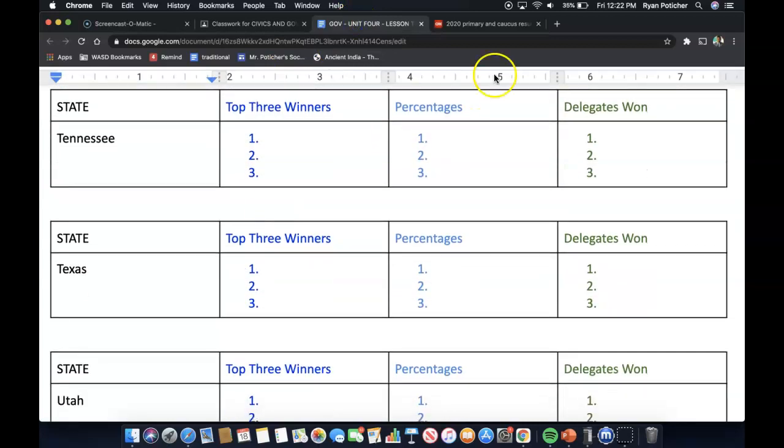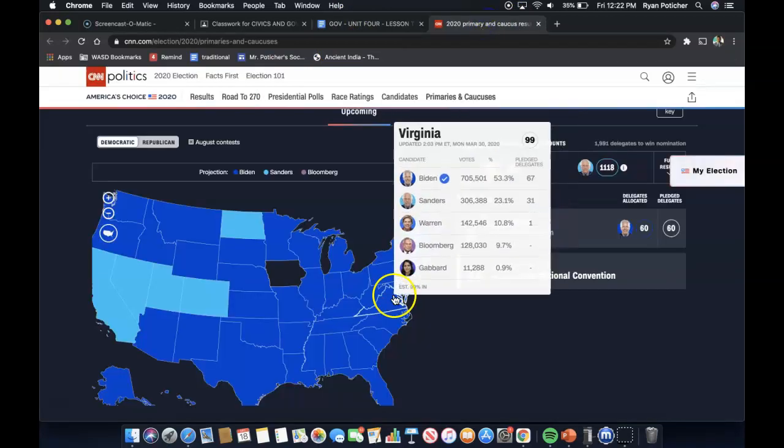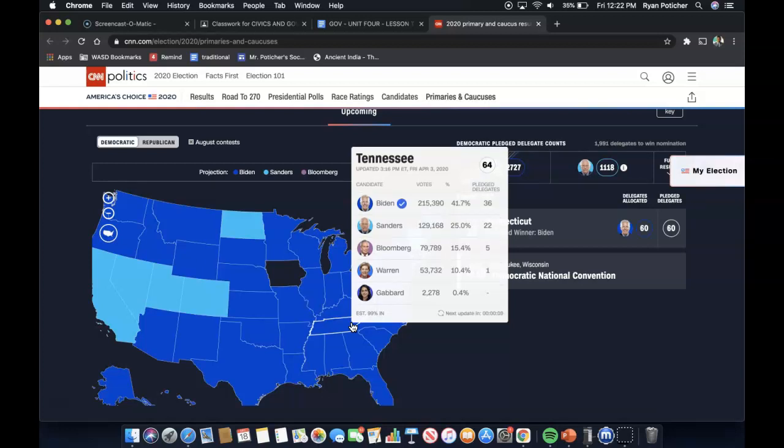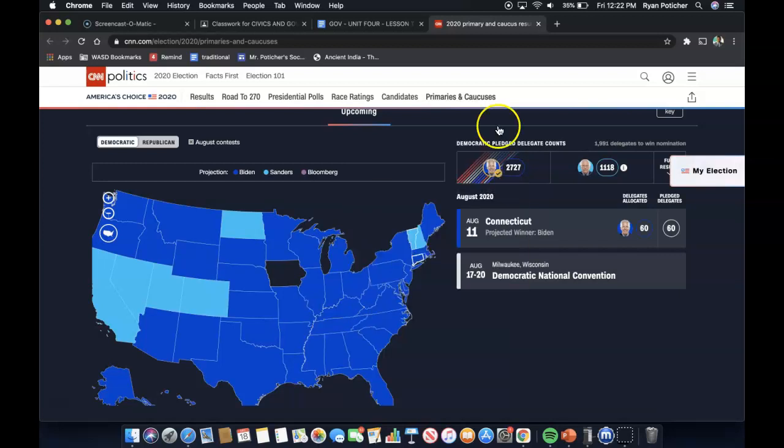Let's go to Tennessee. Down here in Tennessee, Joe Biden won and came in first place, followed by Bernie Sanders, followed by Mike Bloomberg. Biden won 41.7% of the vote, Sanders won 25.0%, Bloomberg won 15.4% of the vote. Biden won 36 pledged delegates, Sanders won 22 pledged delegates, and Bloomberg won 5 pledged delegates. Okay, moving on.